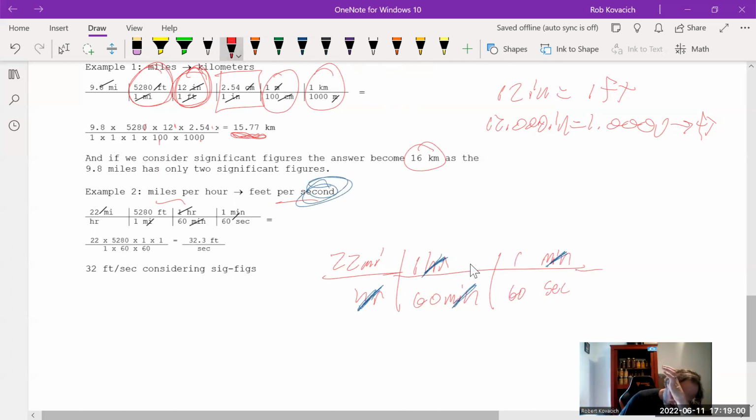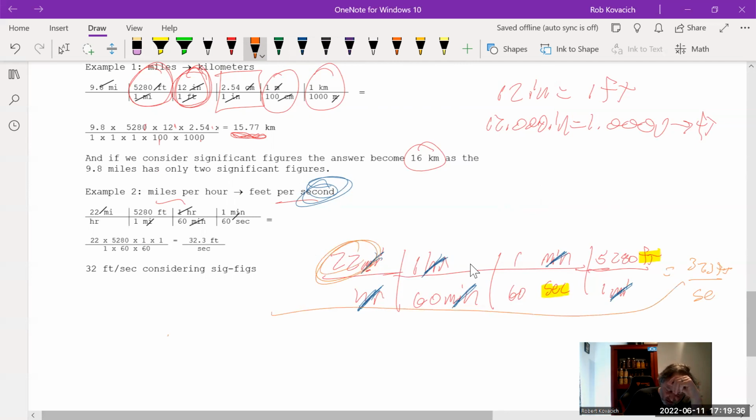So let's get the feet unit. Now I've got 1 mile, and I wrote the 1 mile down here because it's the thing that I'm trying to cancel in the numerator. So I put the mile down here in the denominator, and I have 5,280 feet. And so now I can cancel out my miles. The only units that haven't been canceled are seconds and feet. So if I do the math on this, I'm going to end up with 32.3 feet per second, but it's only two sig figs. So this turns into 32 feet per second.